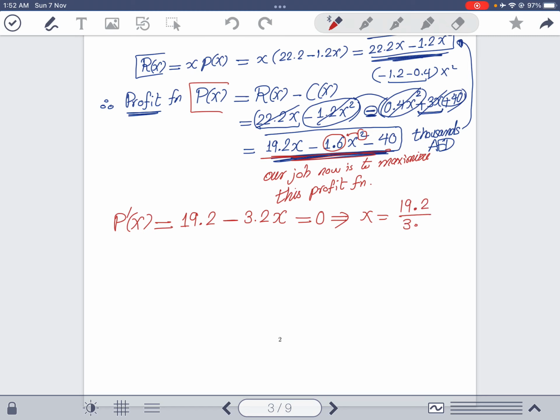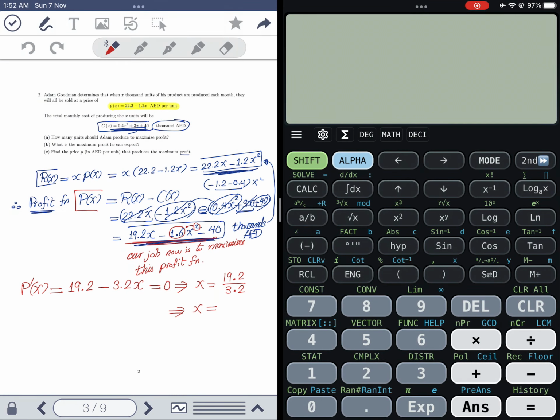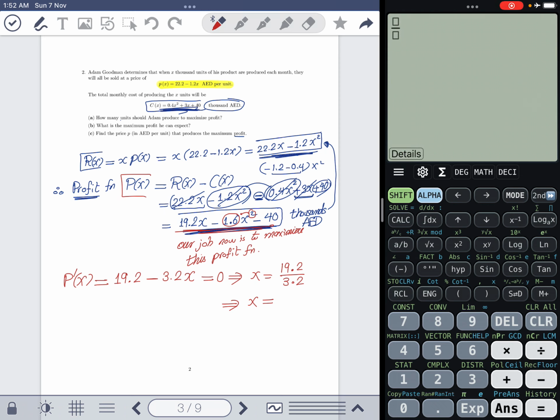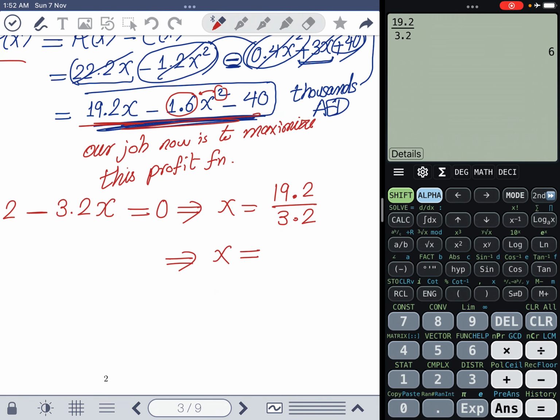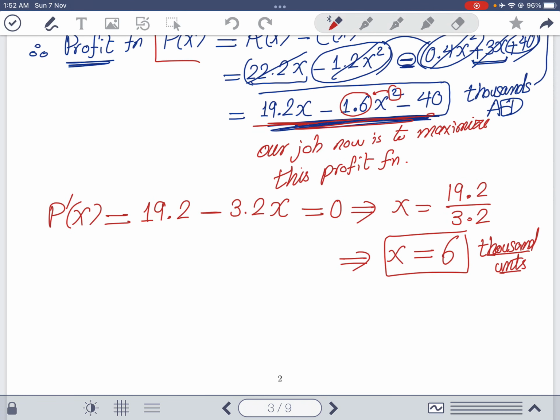19.2 over 3.2. And this is equal to, let's see, 19.2 over 3.2. I think it's 6, but let's check. Okay, 19.2 over 3.2, 6, yeah, perfect. So this is 6, and you know that this means 6,000 units, because the units are in thousands. So when you get 6, it does not mean he produced 6 things, but 6,000 things.